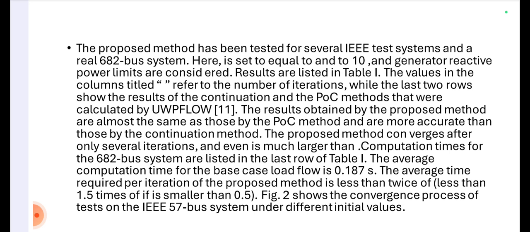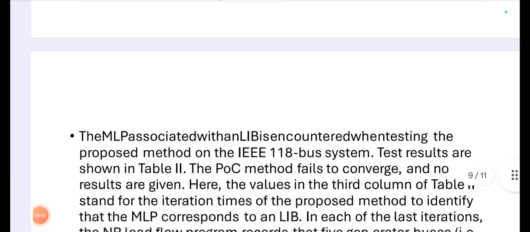The proposed method converges after only several iterations. The computation times for the 682 bus system are listed in the last row of table 1. The average computation time for the base case load flow is 0.187 s. The average time required per iteration of the proposed method is less than 1.5 times of that. The figure shows the convergence process of tests on the IEEE 57 bus system under different initial values.